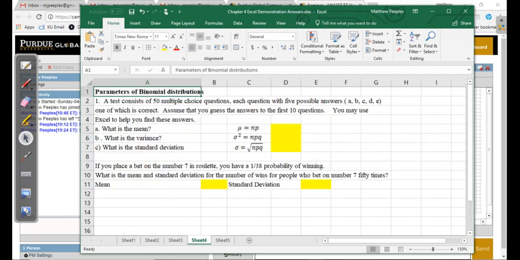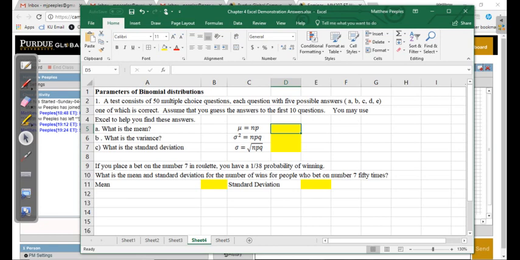Okay, a couple of quick notes about the binomial. Our mean is very easy to find. Our mean is going to be equal to the number of trials times the probability of getting it correct in each guess. So in this case, here's what we're going to do. Now let's say that we've got a test that consists of those 50 multiple choice questions again. This time, we've got 5 possible answers, A, B, C, D, and E, right? One of which is correct.